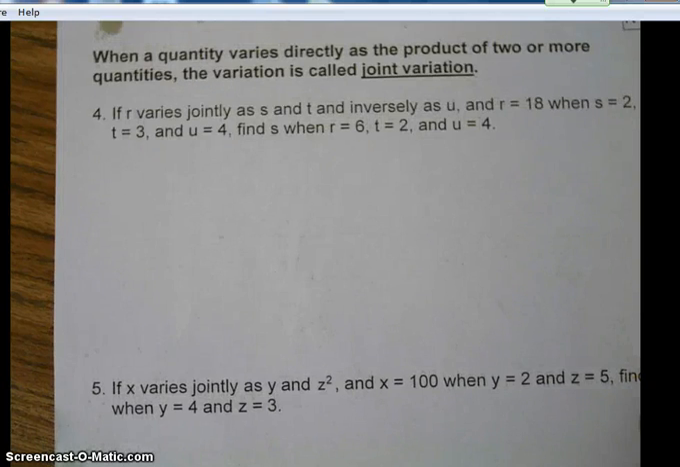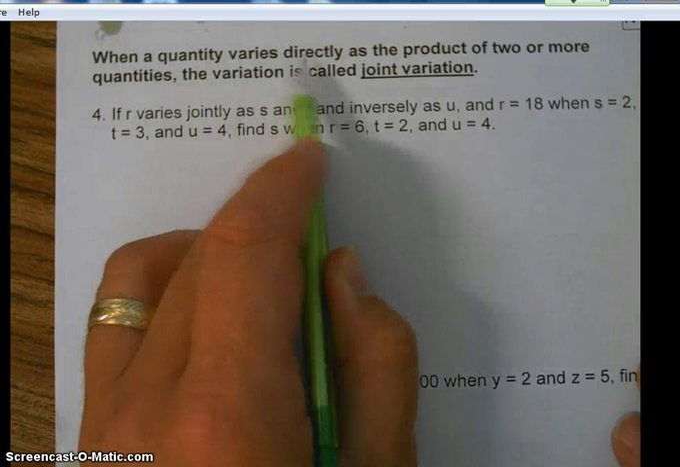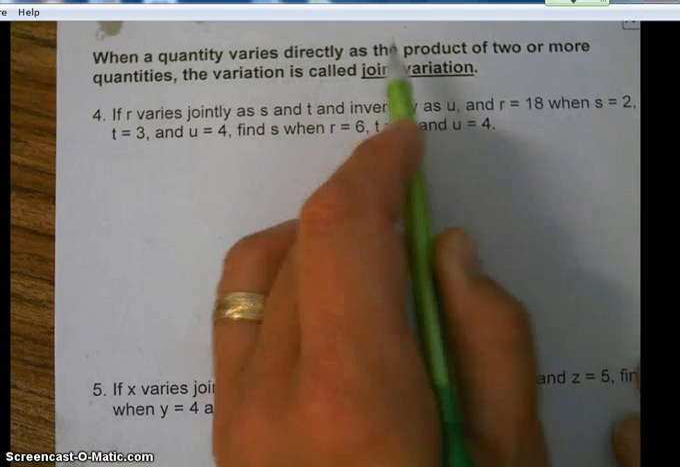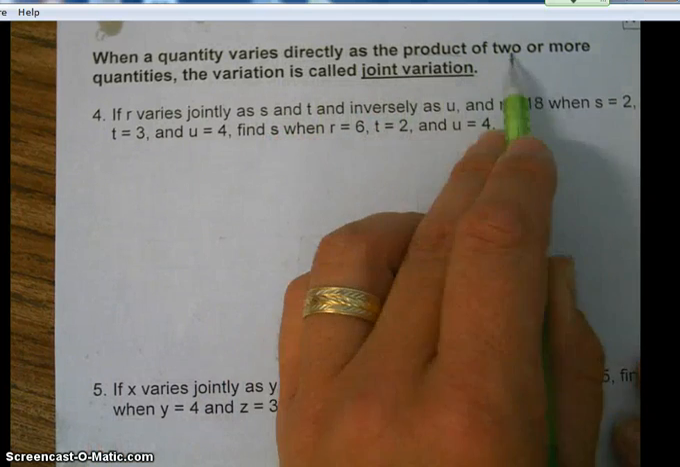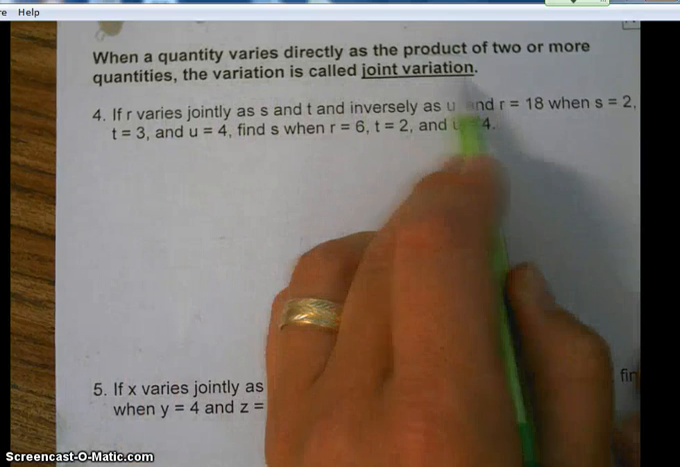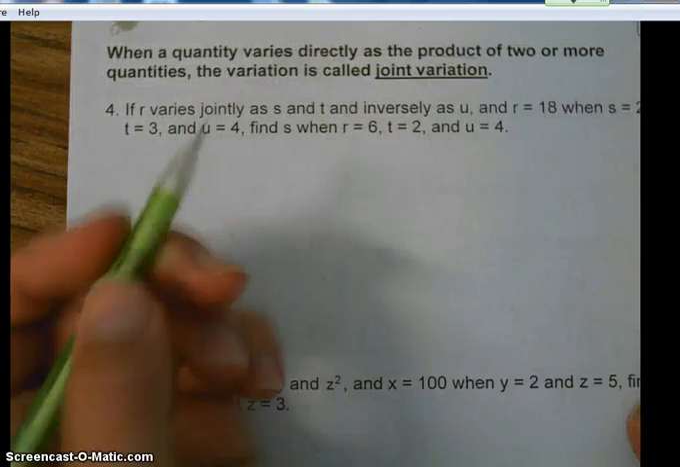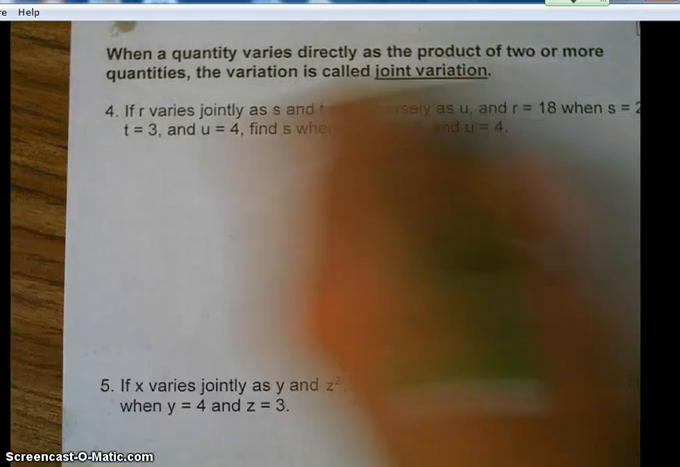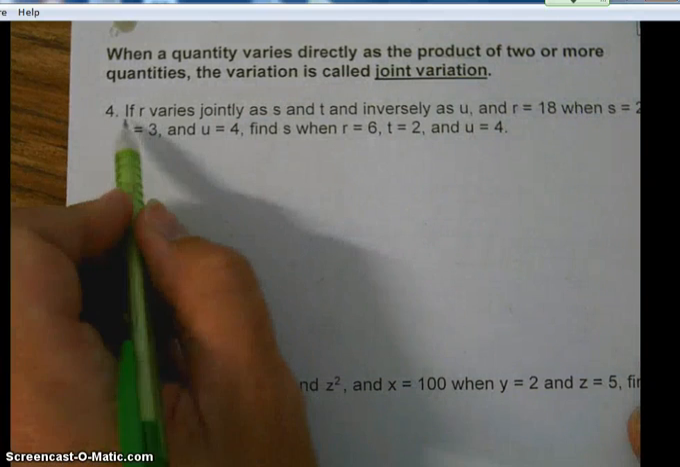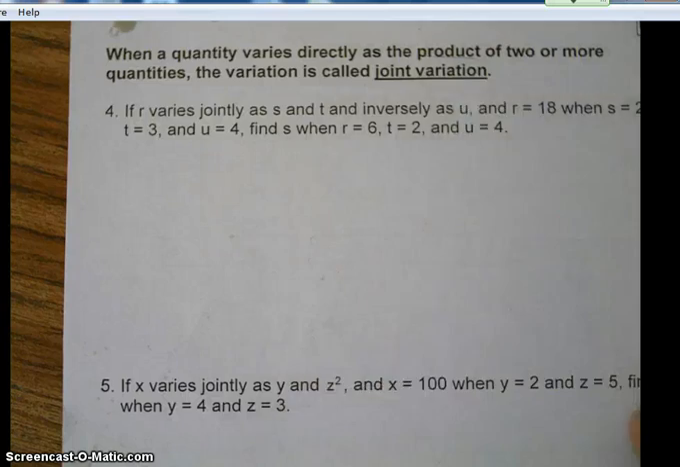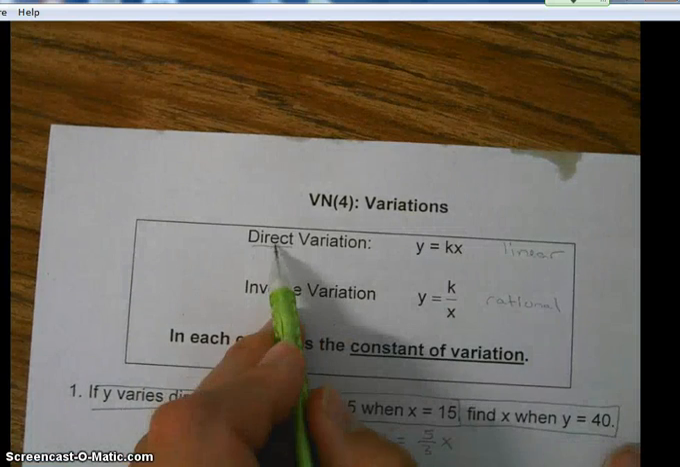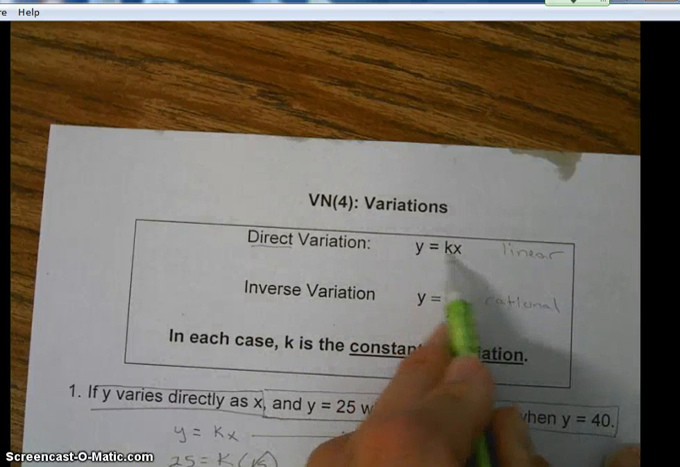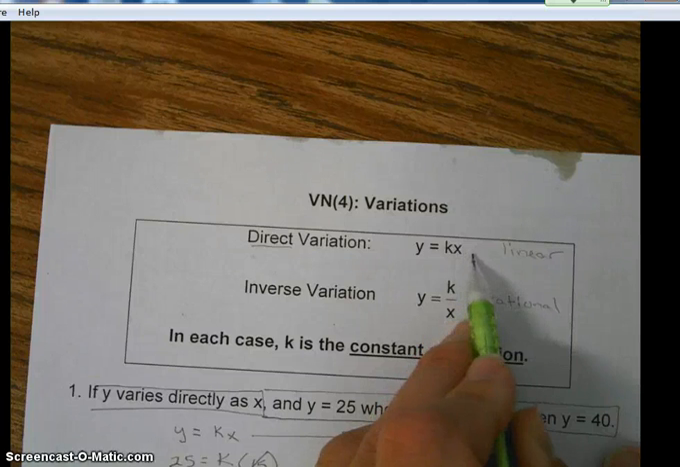We have another type of problem here. It says when a quantity varies directly, okay, directly is your multiplication, as the product of 2 or more quantities, the variation is called joint variation. Okay, joint variation usually looks maybe like, well, you'll see it here in a moment. Okay, they're varying directly, so it's going to be multiplication. It's going to look like this, except we're going to have one additional variable.